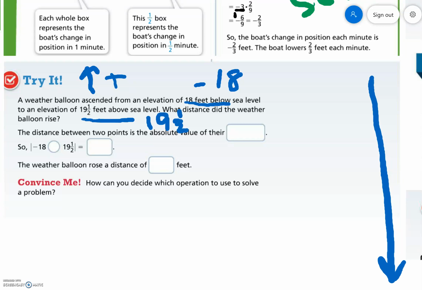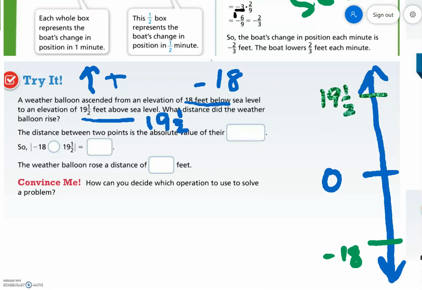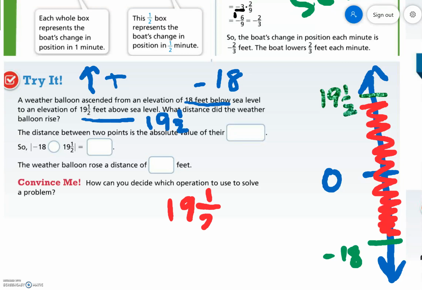So if we're thinking about a number line, we're at 0. We start at -18 and we go all the way up to positive 19.5. So we need to figure out what the distance is between these. Since we're trying to find the distance, we can subtract. So we do 19.5 minus -18.